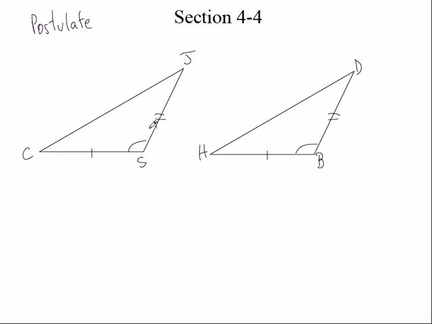So if you're given this information, they tell you all this stuff, or for some reason you're able to figure out all this stuff on your own. All right, if they tell you this, or if you're able to figure out that all these things are equal to each other, this again is enough to say that these triangles are congruent.